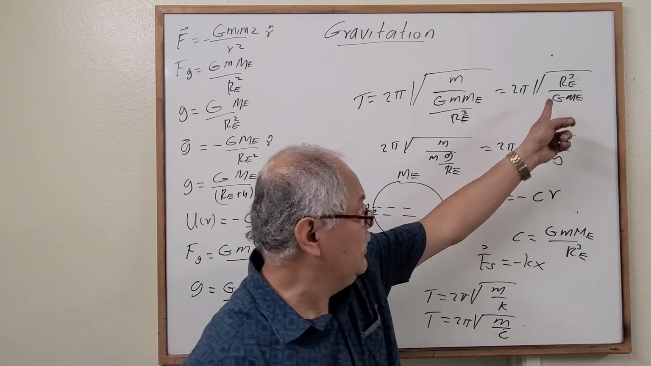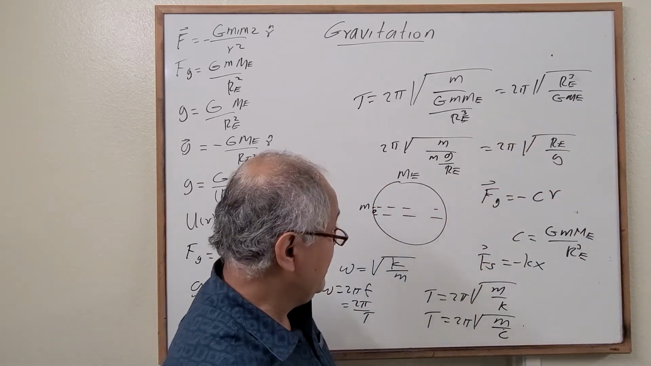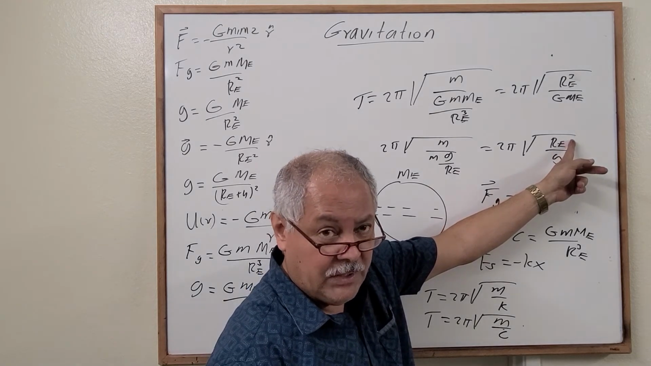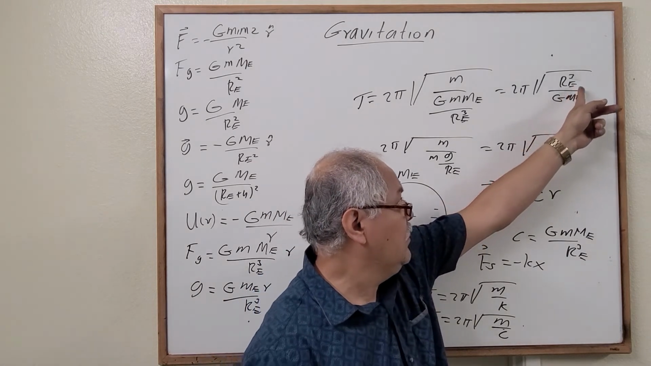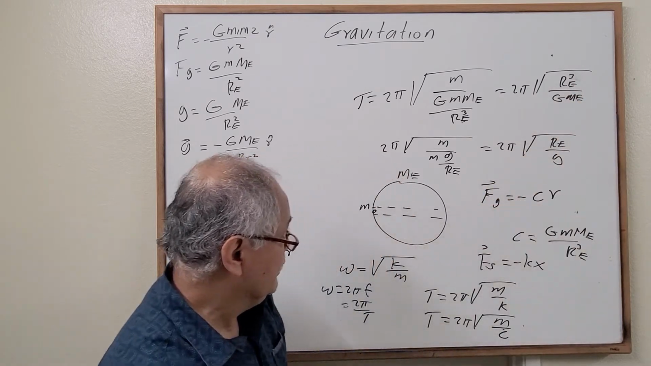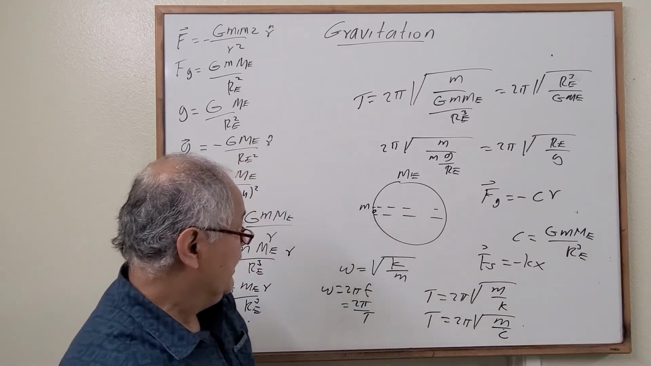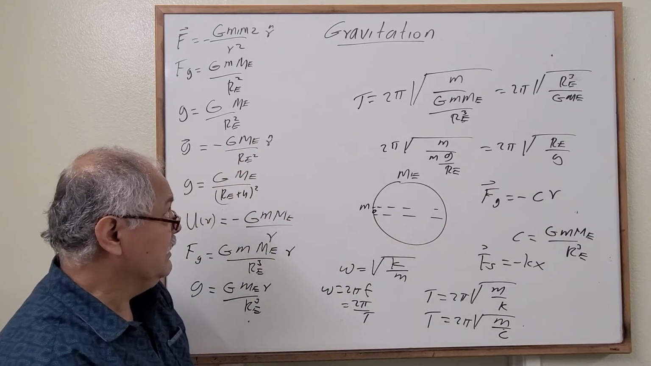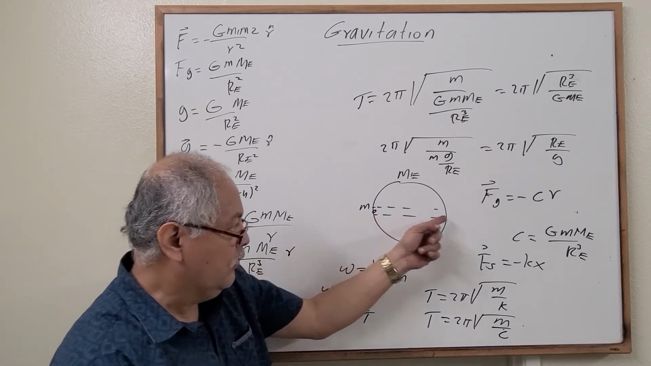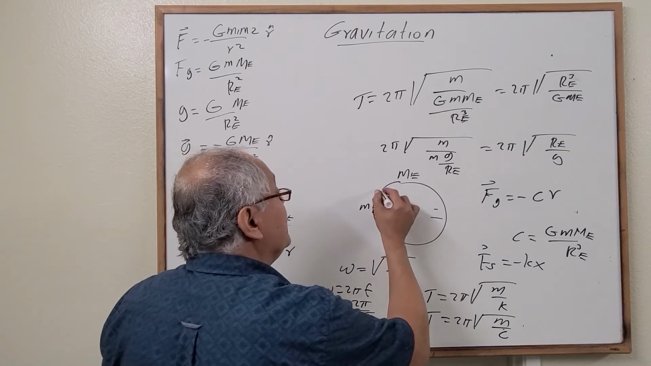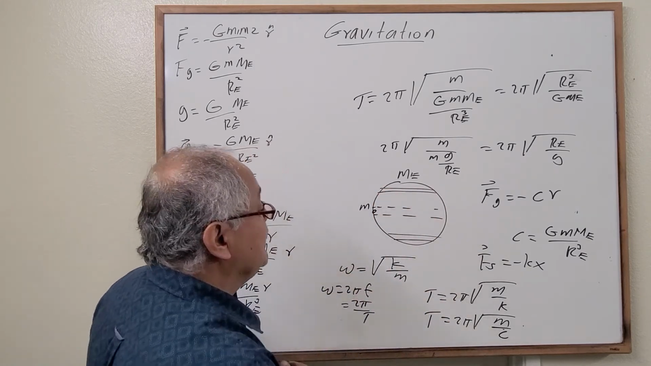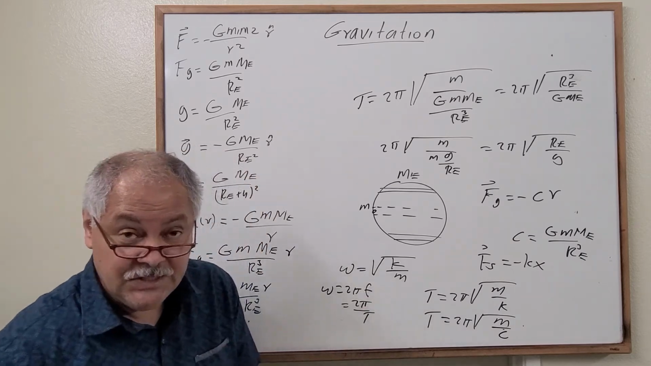You can use this formula or you can use this one. The answer is the same, correct? This is easier because we have only one quantity, which is the radius of the Earth. Here we have to use radius of the Earth cubed, G, and mass of the Earth. So it is better to use this equation. And that helps us find the period of a mass inside the Earth in case we have a hole. It could be to the center or at any position. The period is going to be the same.